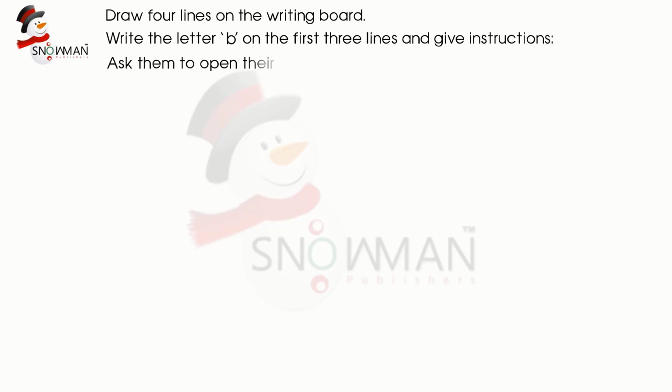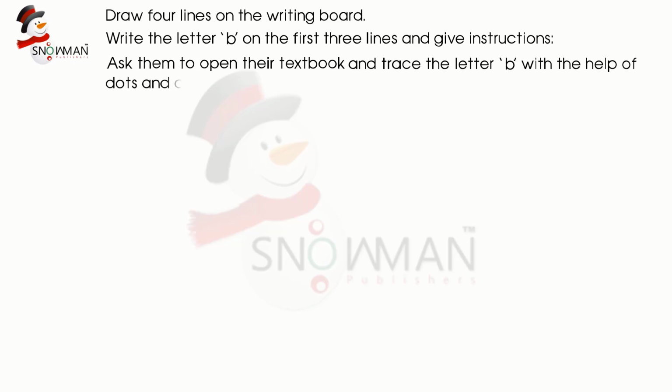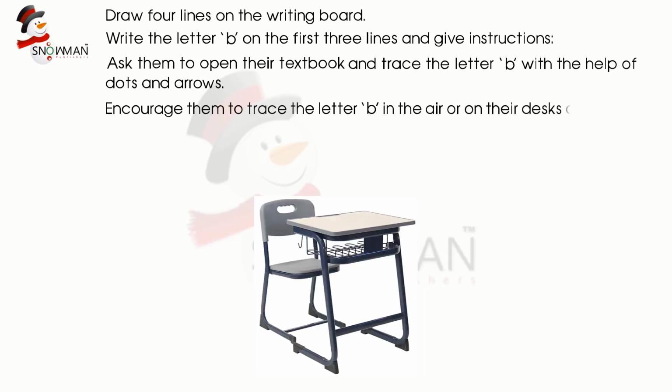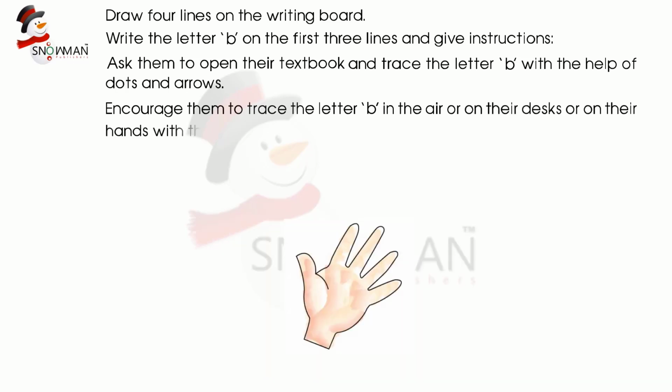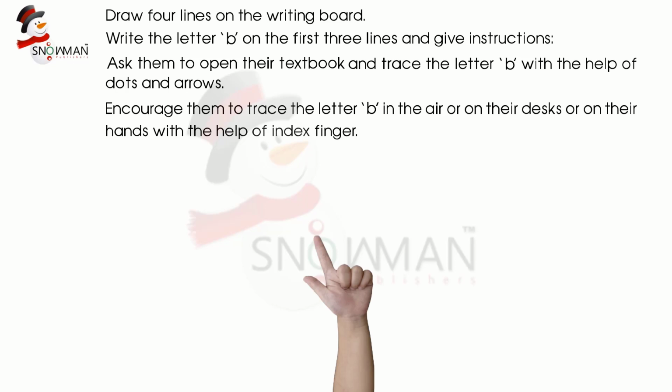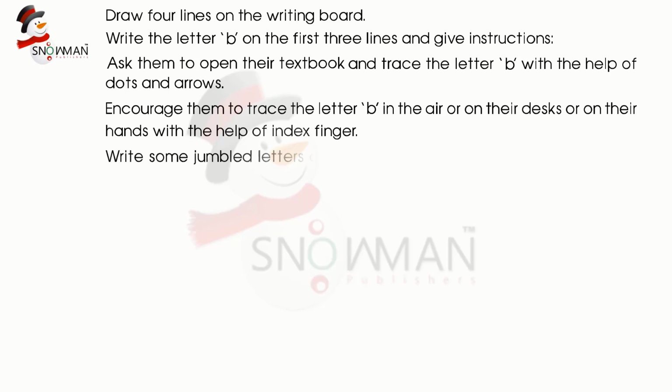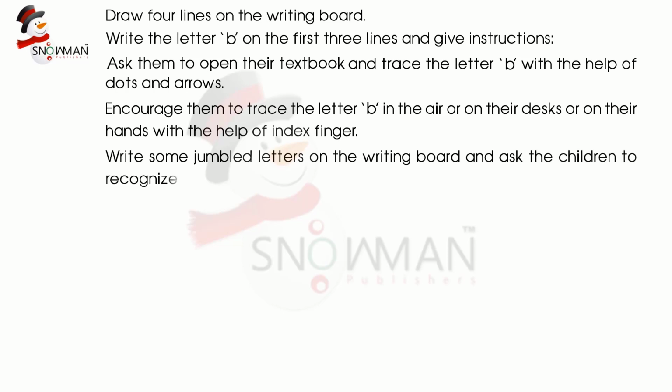Ask them to open their textbook and trace the letter B with the help of dots and arrows. Encourage them to trace the letter B in the air or on their desks or on their hands with the help of index finger. Write some jumbled letters on the writing board and ask the children to recognize B.